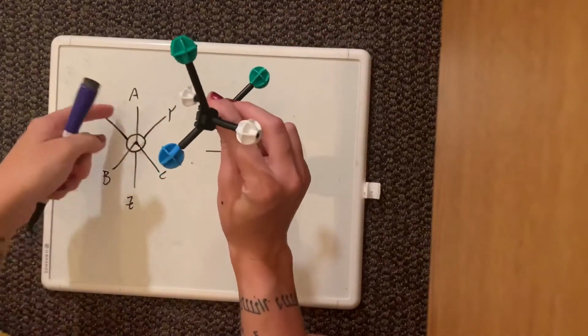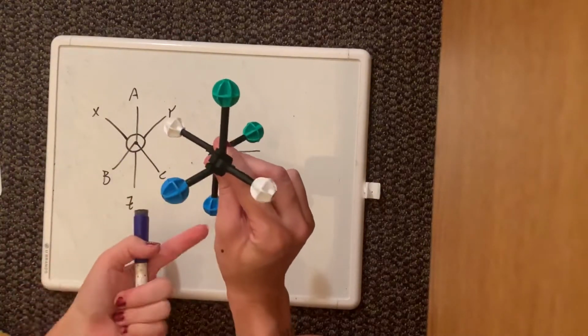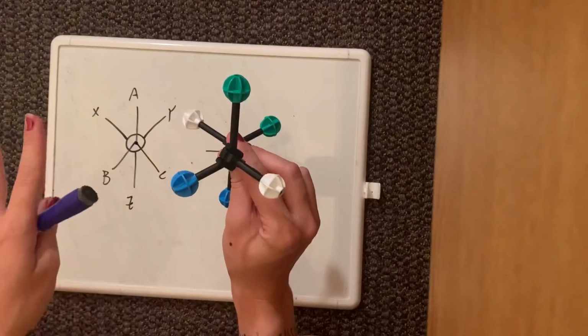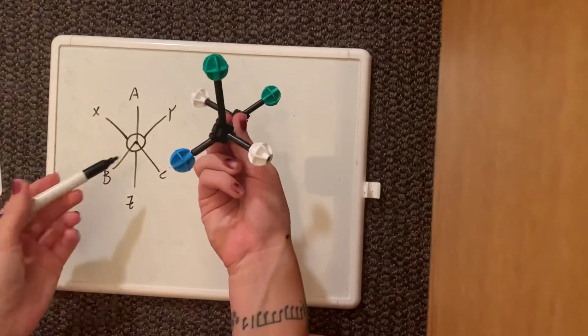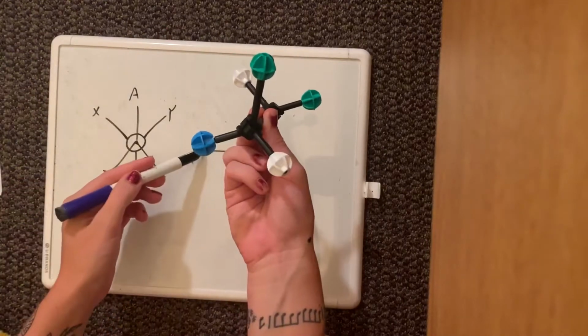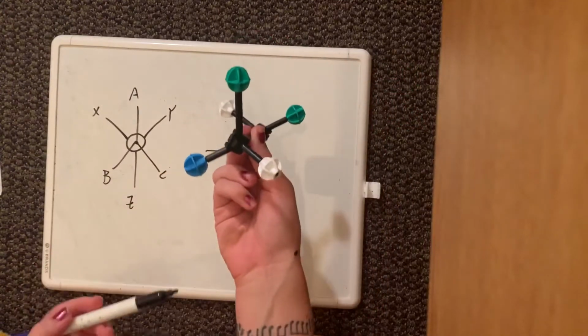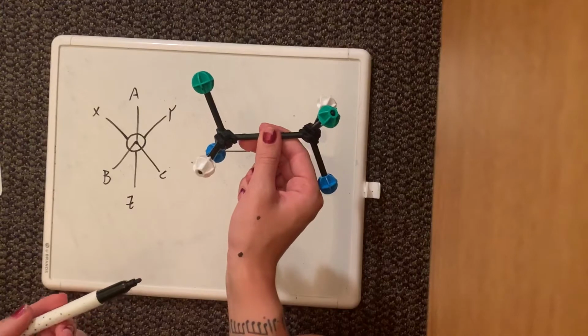We've got our staggered structure, A, B, C, X, Y, Z, and I'm going to turn this into a wedge dash structure. To do that, the front carbon needs to stay in the front, so it's going to be on the left. This one is going to have ABC, and this one is going to have XYZ. So I'm going to turn this like this into a wedge dash structure.